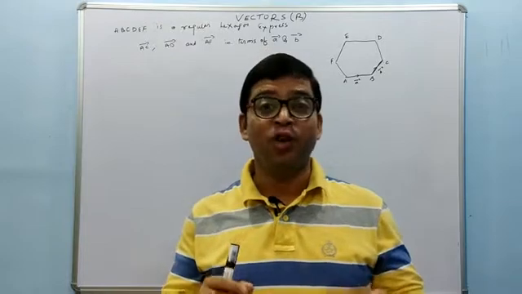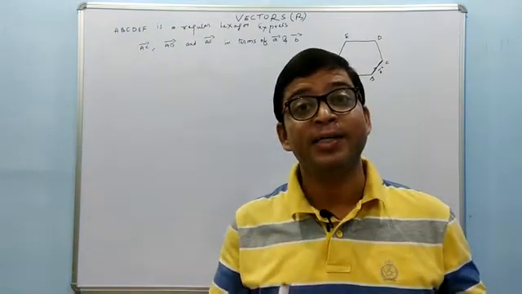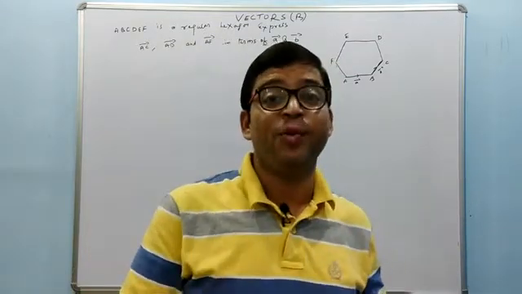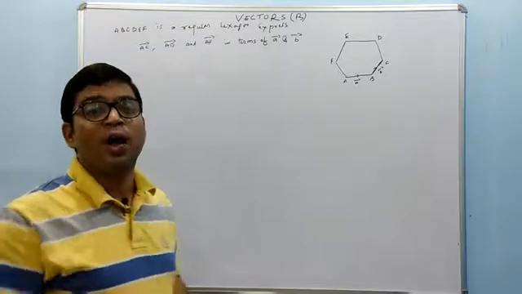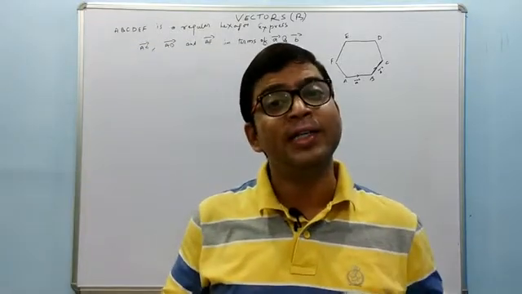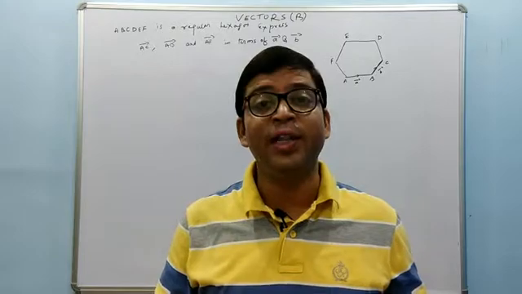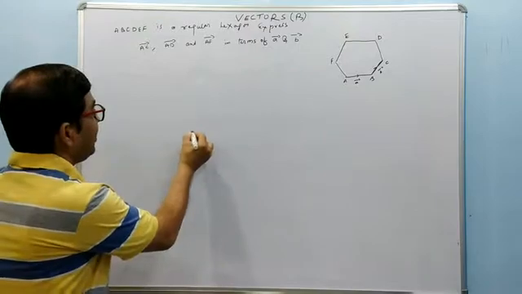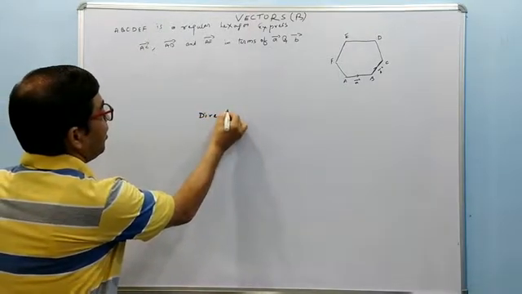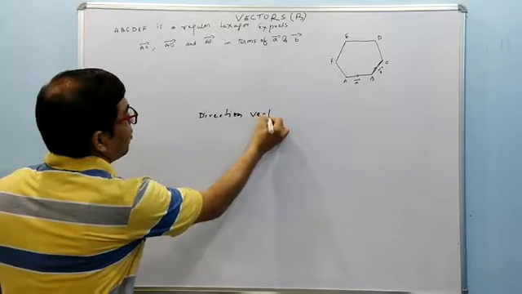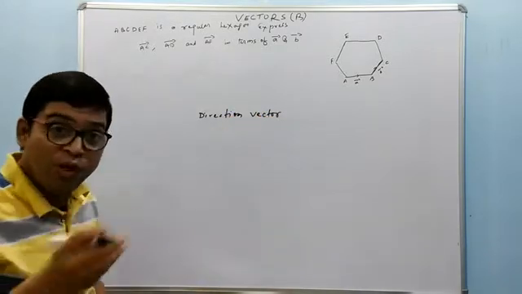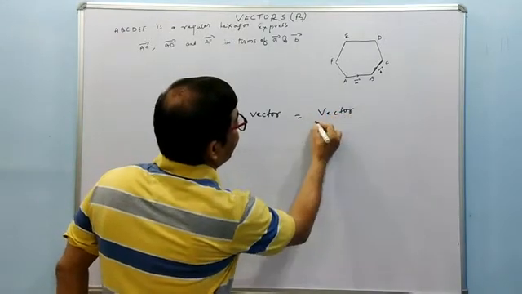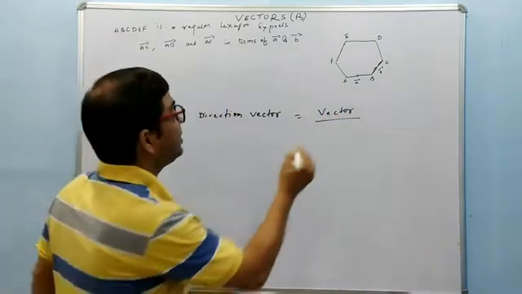First line I want to say that a vector consists of magnitude and direction. So the first derivation we will make here is that if from a vector we remove its magnitude, what we are left with is the mere direction. So we can easily find the direction vector, which is also known as the unit vector. It is a vector from which we have removed its magnitude.